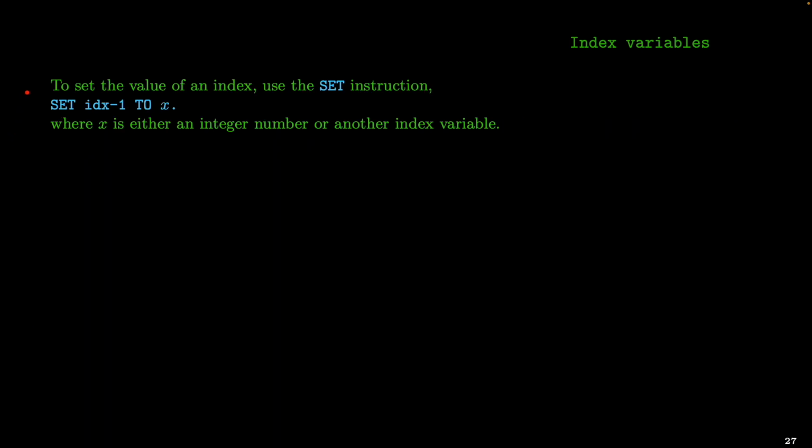If we want to set the value of an index, we use the set instruction. So for example, if idx1 is our index variable, index1, then we can use the instruction set index1 to x. And here x is either an integer number or another index variable.